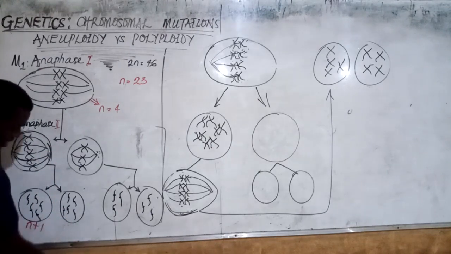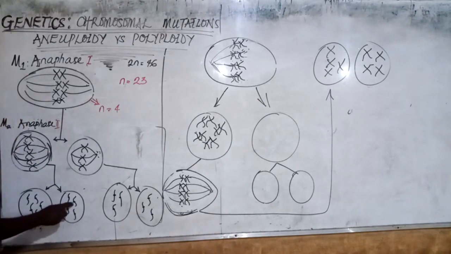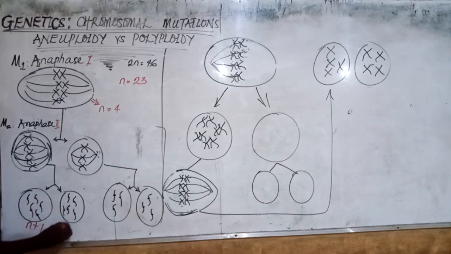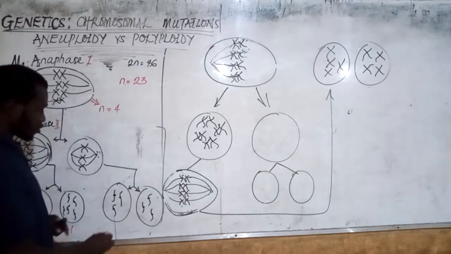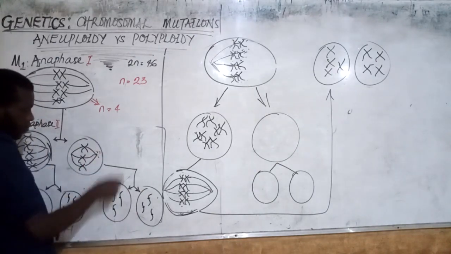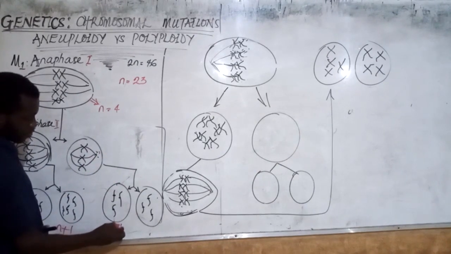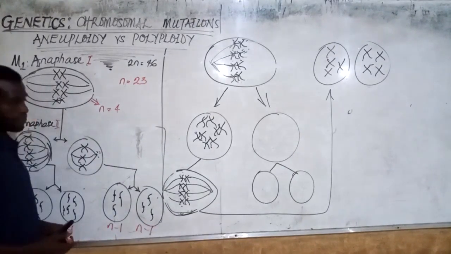In this second division, there are two sister cells that are n plus 1 and n plus 1. And here we are going to produce, instead of having n equals 4, we have 1, 2, 3 cells. So that will be n minus 1 and n minus 1.